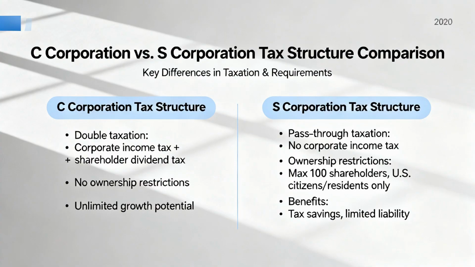Unlike regular C corporations where profits are taxed twice, first at the corporate level and again when distributed to shareholders, S corporations only face taxation at the individual shareholder level.